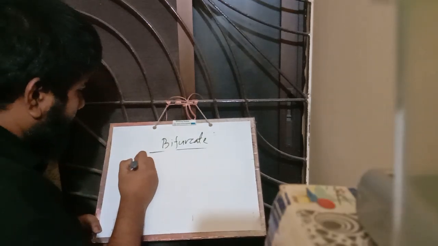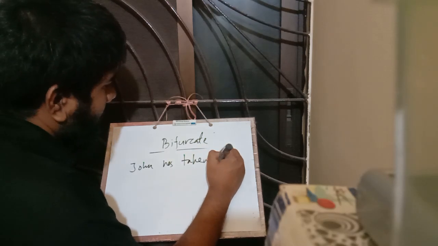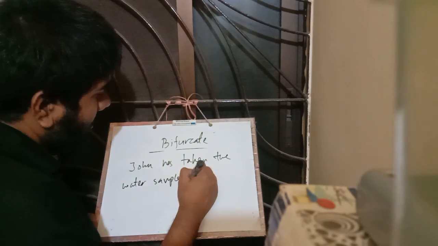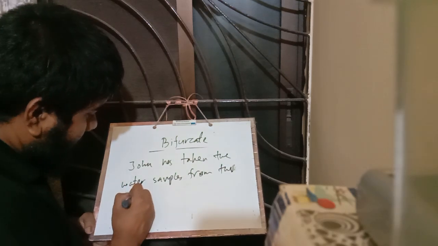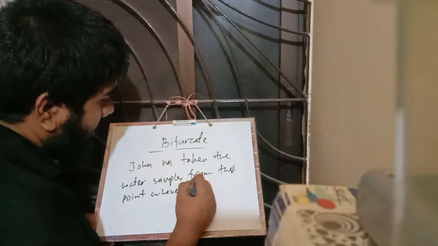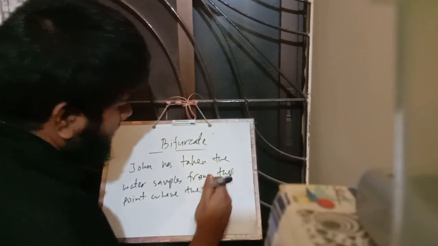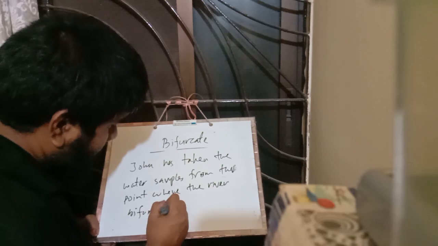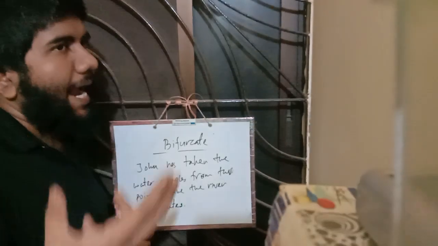Why does it mean that, and how can you actually understand that? For example, if we say that John has taken the water samples from the point where the river bifurcates. So there is a context given, and you have to have the idea to understand that.